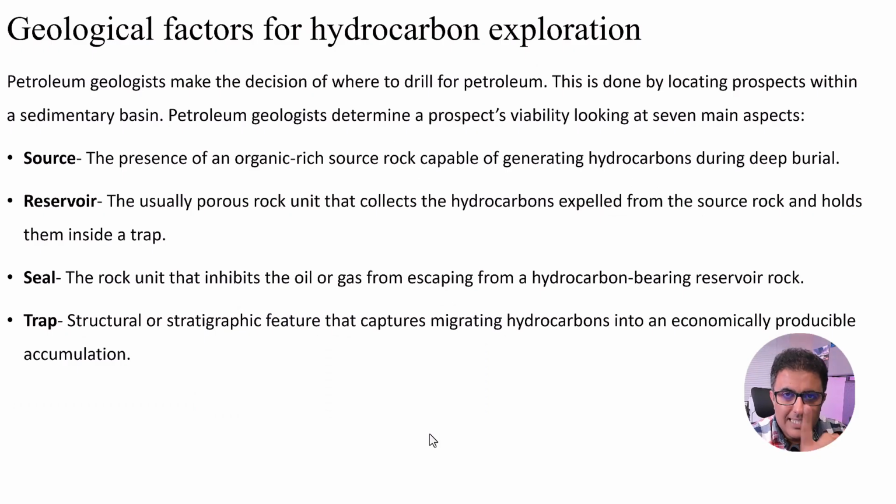So that's the major thing. Oil and gas indeed are formed in sedimentary environment. This is the origin of oil and gas. And that's the reason when we want to find oil and gas, the best type of rock that we have to go to is the sedimentary rocks.